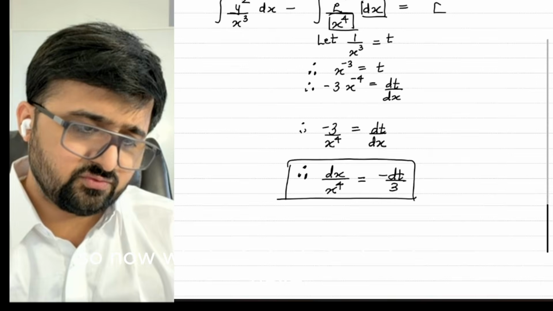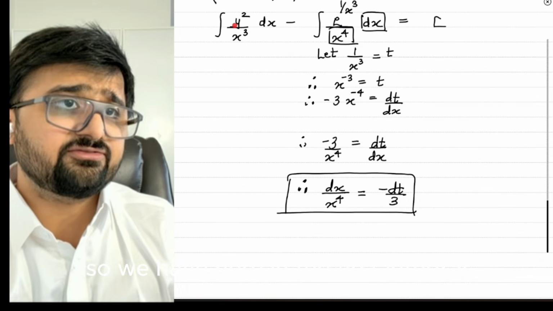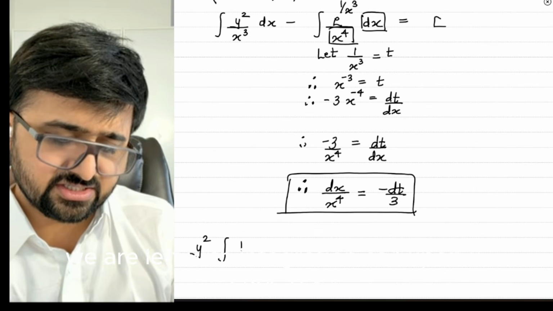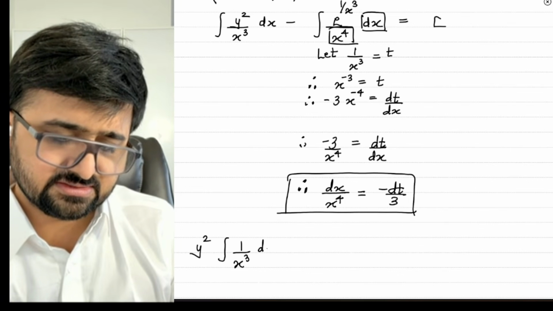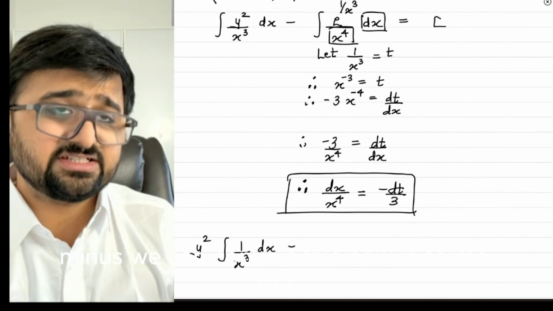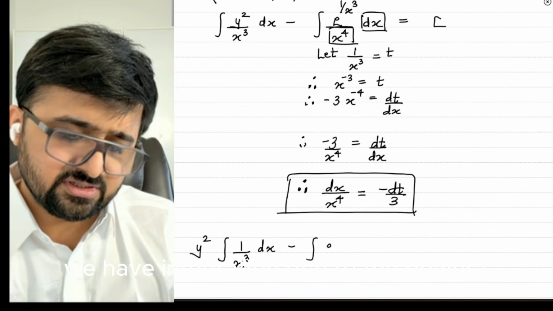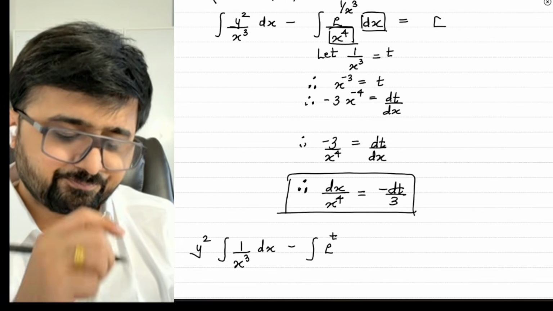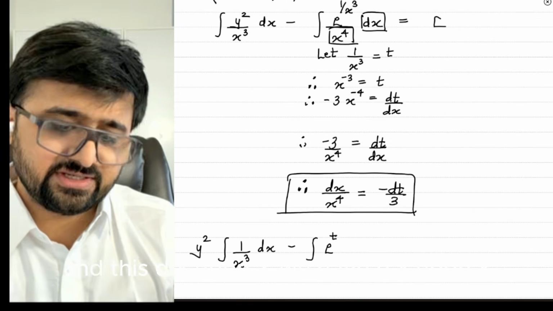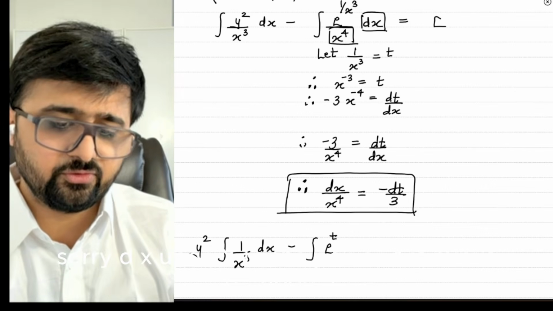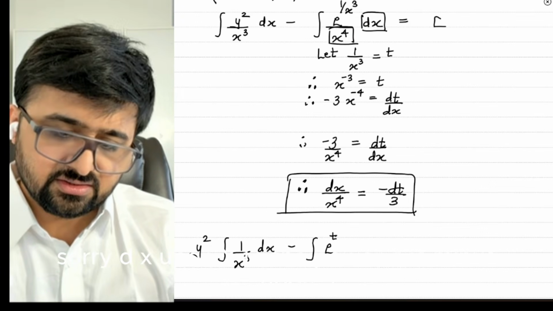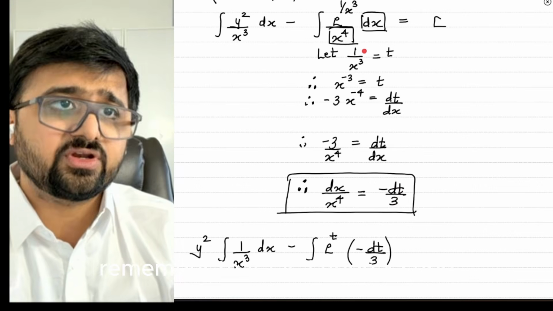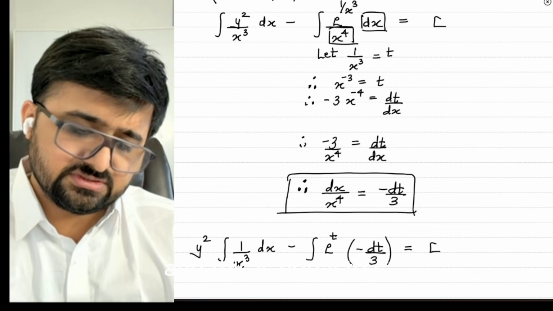So now what do we have? In the first integral, y square is constant and can be taken out of the integral. We are left with the integration of 1 upon x cube dx minus, we can convert this now in terms of t. We have the integration of e to the power t. And this dx upon x to the power 4 is minus dt upon 3. Remember that t is 1 upon x cube, and this is equal to c.